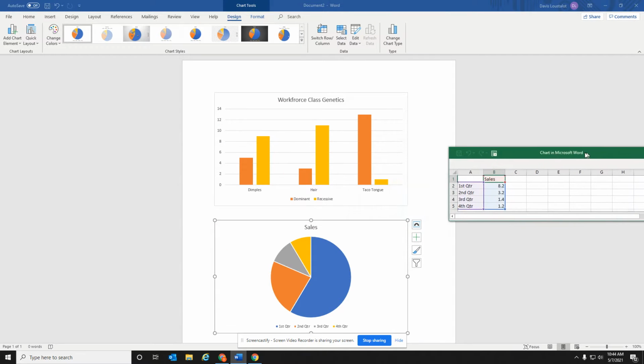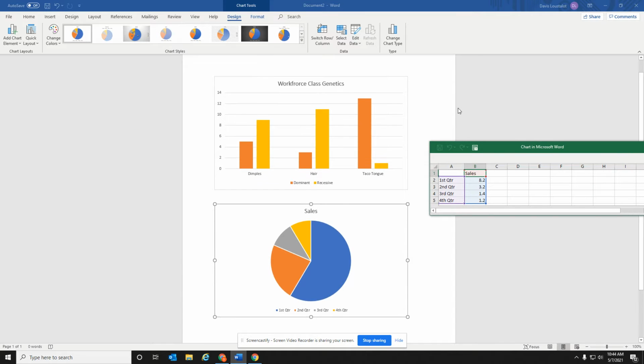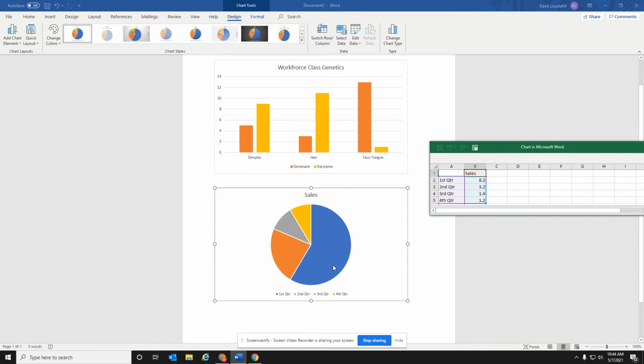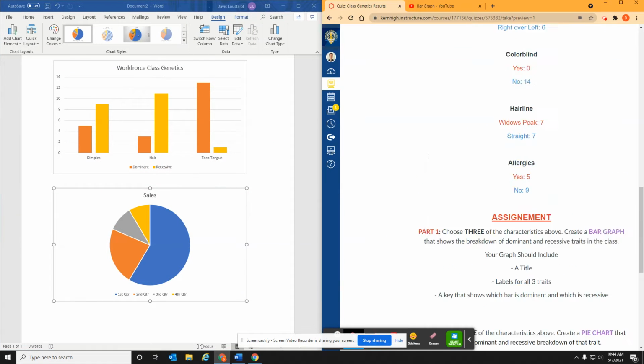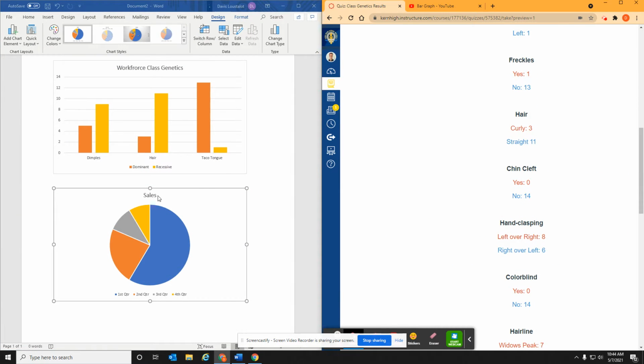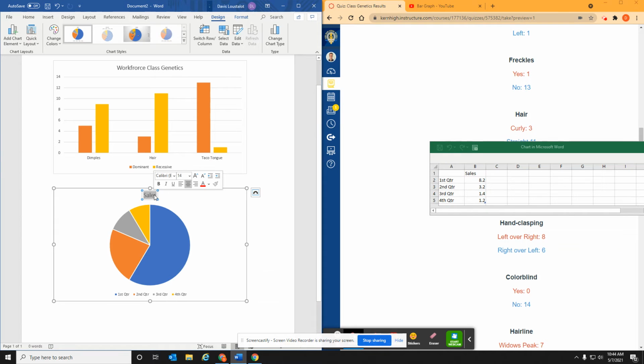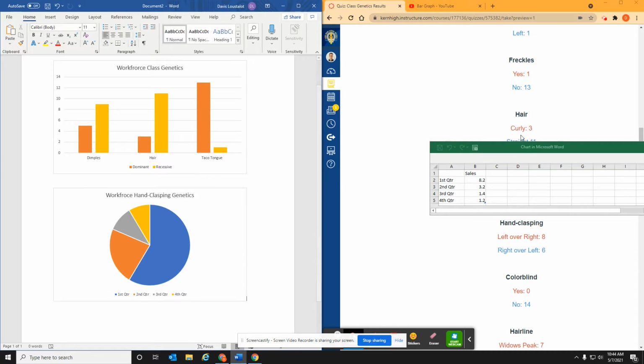And this one's going to function in a lot of the same way. So again, we're only doing one trait this time. So let me find one trait. Let's do, how about hand clasping? That's a good one because it's a nice little breakdown there. So I'm going to put hand clasping genetics, something like that. My title.